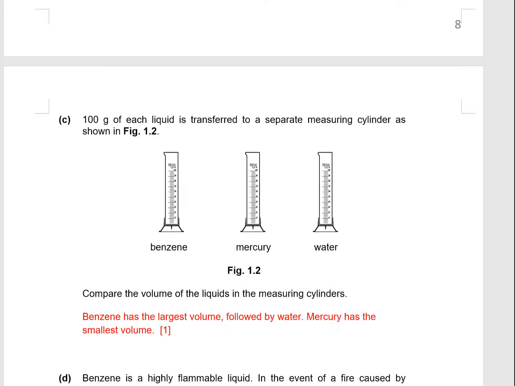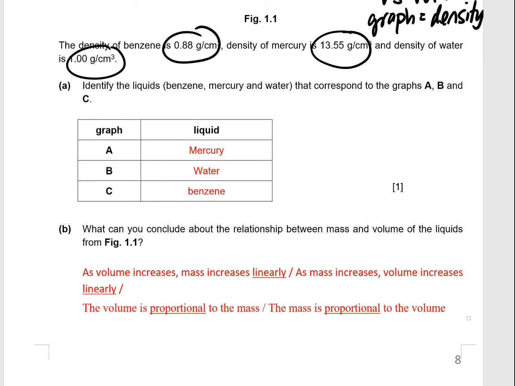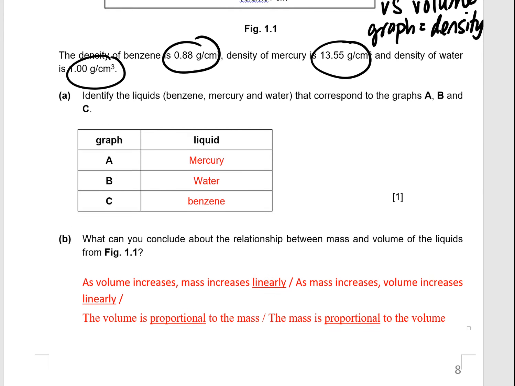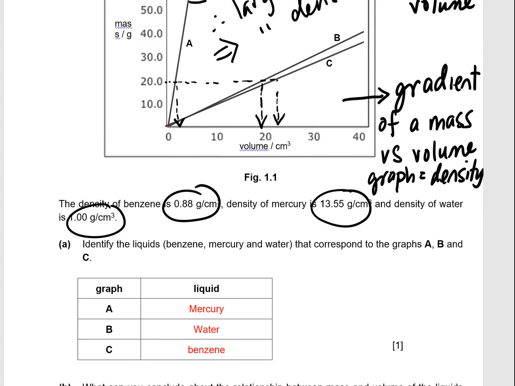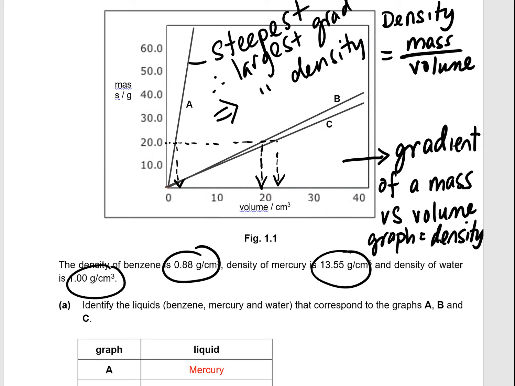So therefore, the answer will be A is mercury, B is water, and C is benzene, because benzene has the smallest density over here. And it says, what can you conclude about relationship between mass and volume of the liquid? If you look at the graph again, for all straight line graph, you can say that it is a linear relationship. So you could say that as the volume increases, the mass increases linearly.